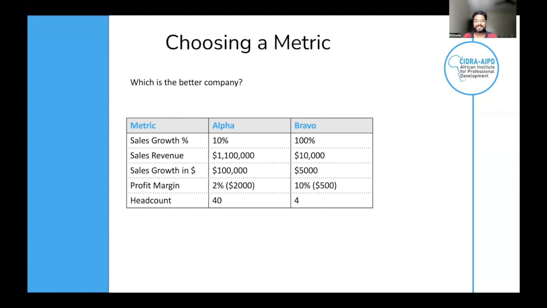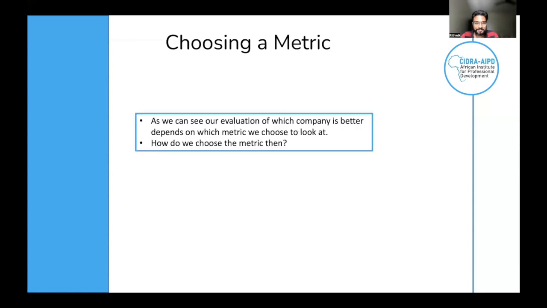this is an important step, because unless you define this beforehand, it's just a matter of opinion. You could keep having debates amongst your colleagues, and you wouldn't come to a conclusion because you have not decided what your target was before. So as we can see, the evaluation of which company is better is very dependent on the metric that you choose.